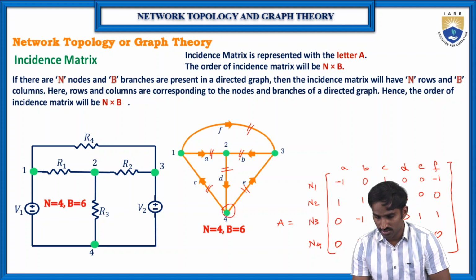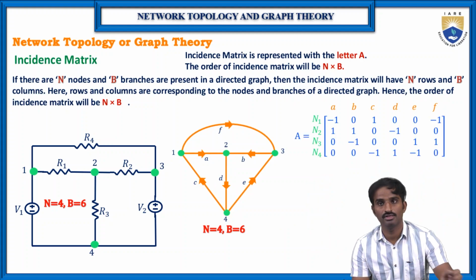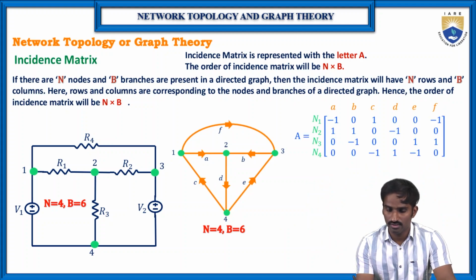See, the same way that we have written. Here, for node 1, what are the branches which are connected? A, that's why A, and C, here C, and F, and F.